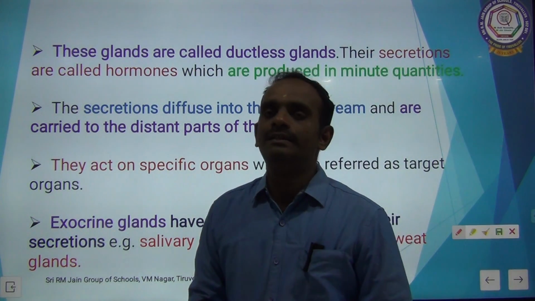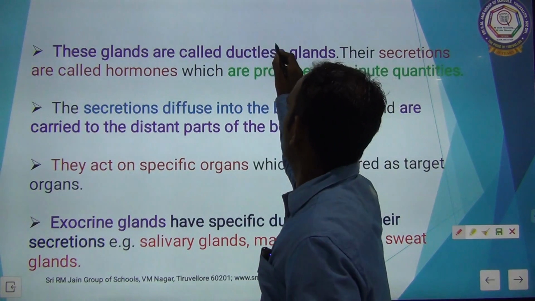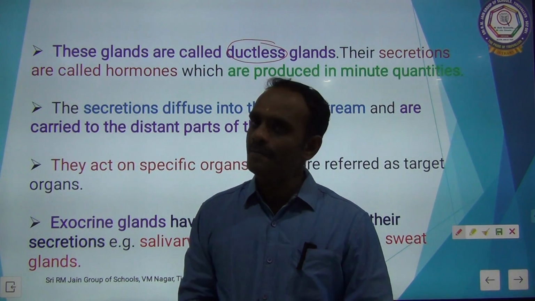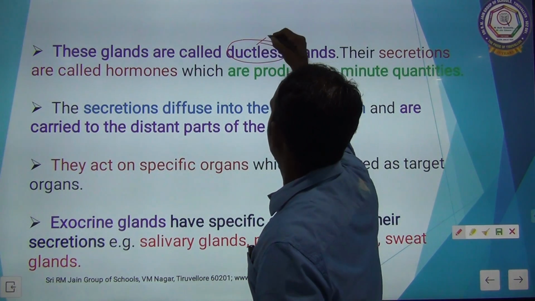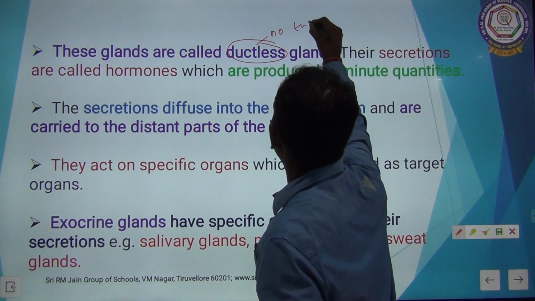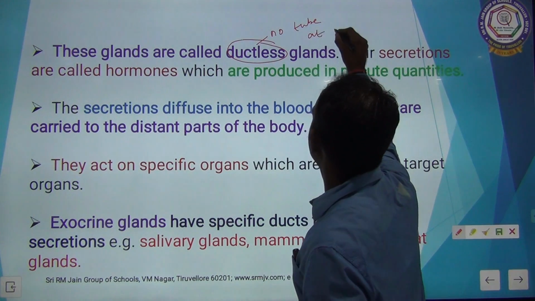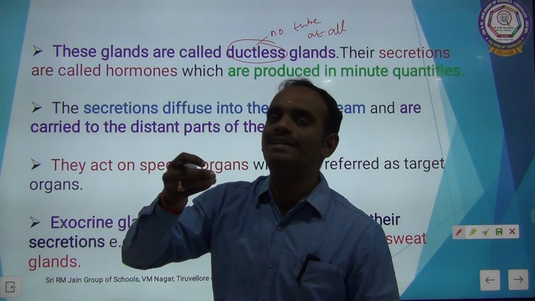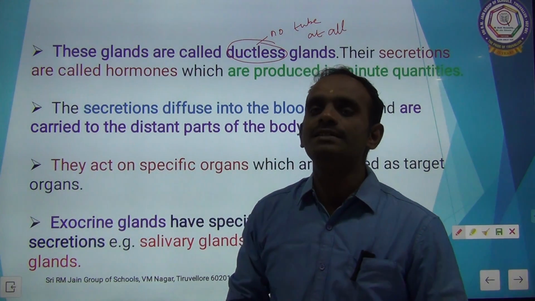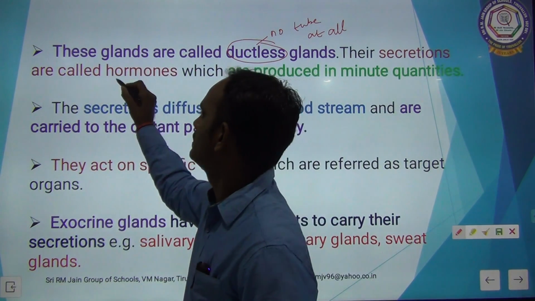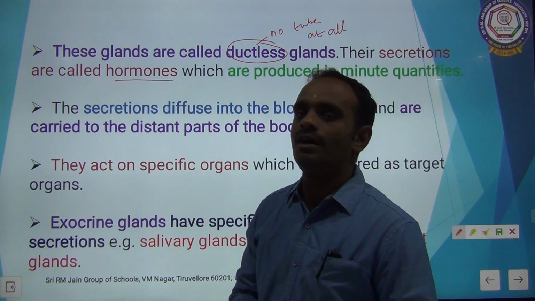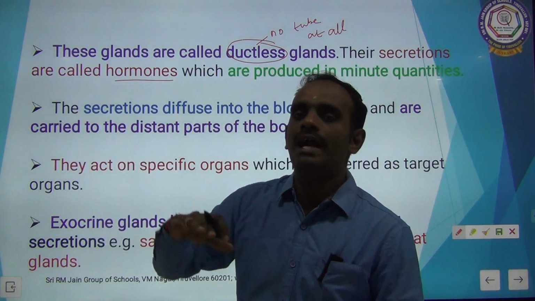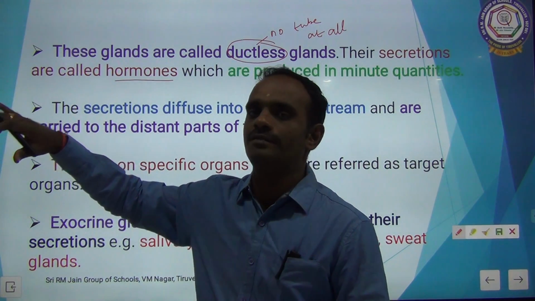These endocrine glands are ductless glands. What is the meaning of ductless gland, children? Ductless means there is no tube at all. So the gland does not have any specialized tube. The secretions of the gland are hormones. The hormones diffuse into the bloodstream and are transported to all parts of the body.